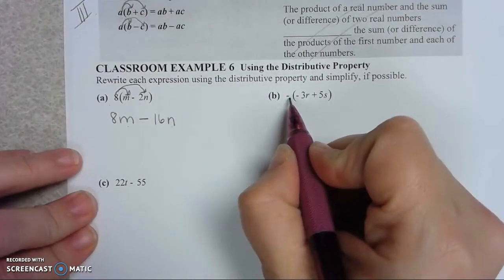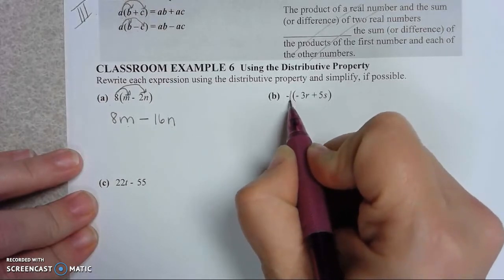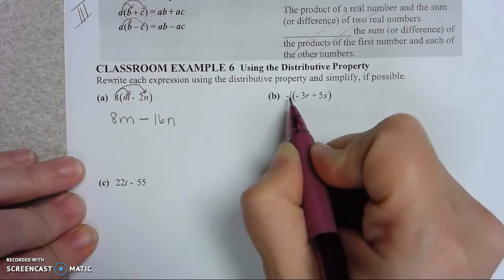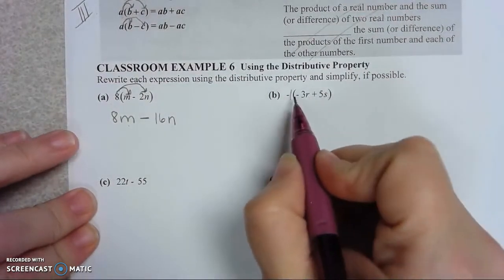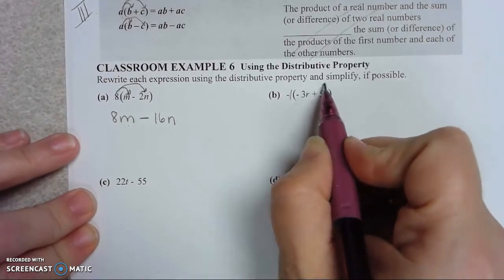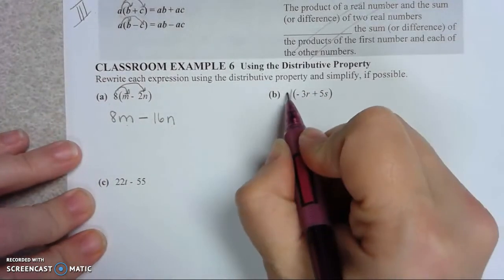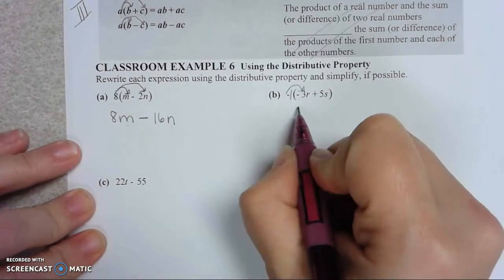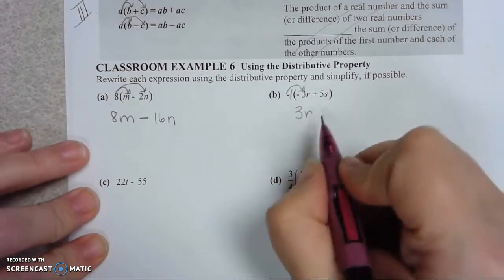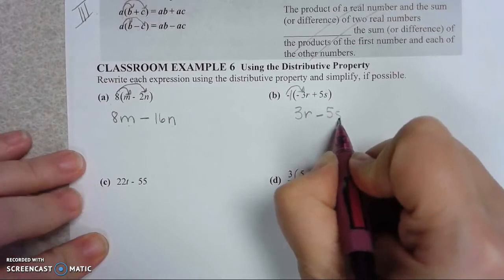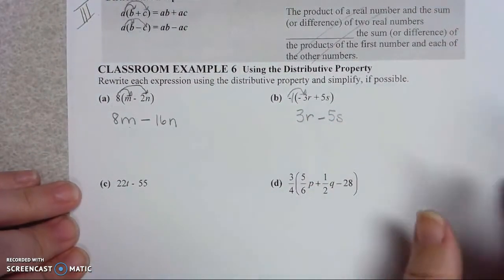Alright, next, I have negative. You could think of this as negative 1 times what's inside, or you could think of it as subtraction. So in either case, I apply that negative to both terms, or however many terms are inside that parentheses. So if I say negative 1 times negative 3r, I get a positive 3r, and negative 1 times positive 5s would give me negative 5s. Then if I can combine them together, I do. But they're not like terms, so I can't.